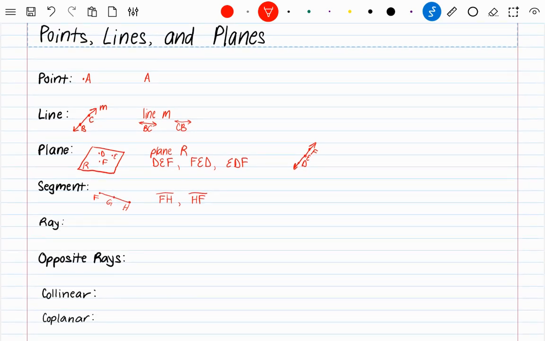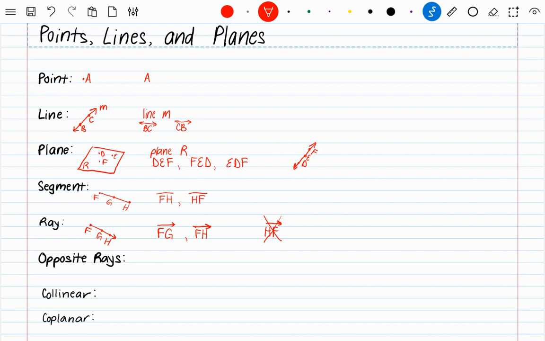A ray is part of a line that consists of one endpoint and all the points on the line on one side of the endpoint. So it goes off in one direction. To name a ray, we need the endpoint, then the direction it goes in. So I can name this ray FG, ray FH, but I cannot name this ray HF with the arrow above F because there is no arrow right by F. F is the endpoint, so this would be incorrect. Here, order does matter.